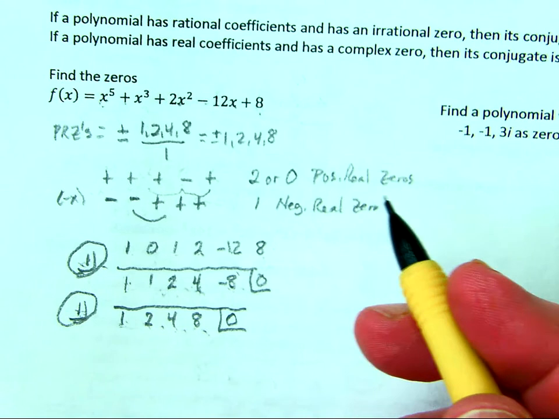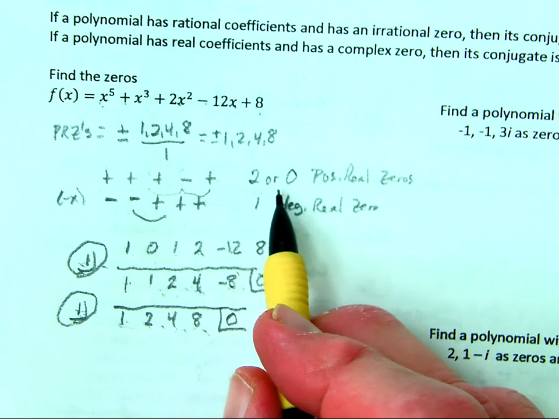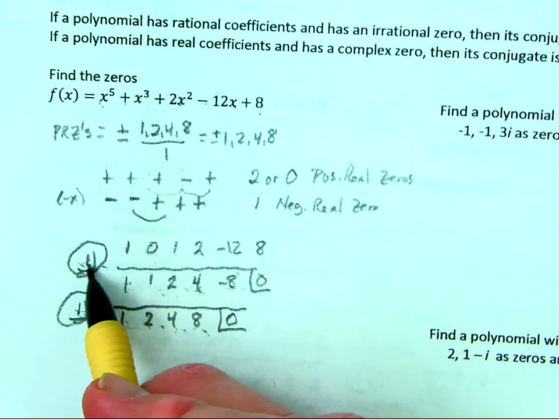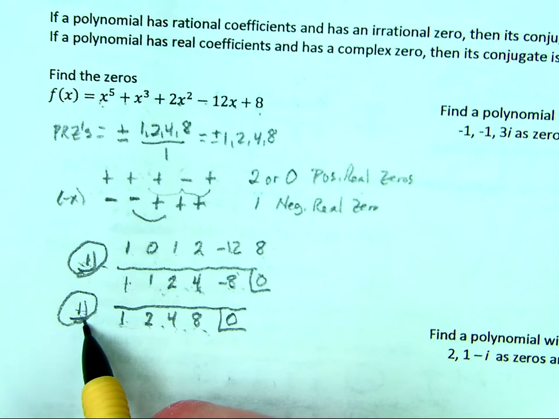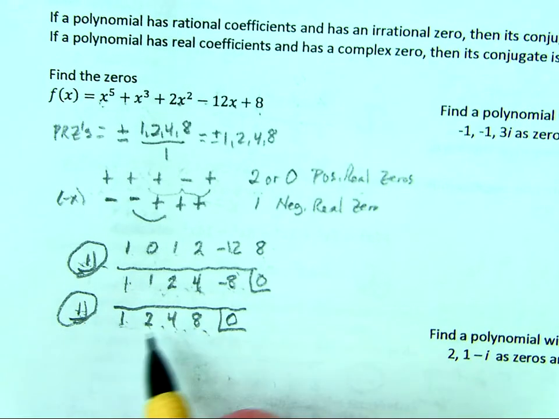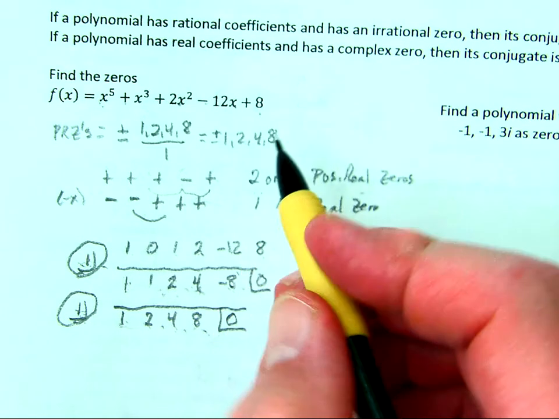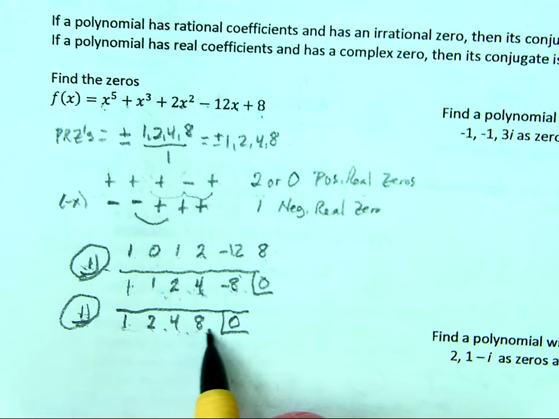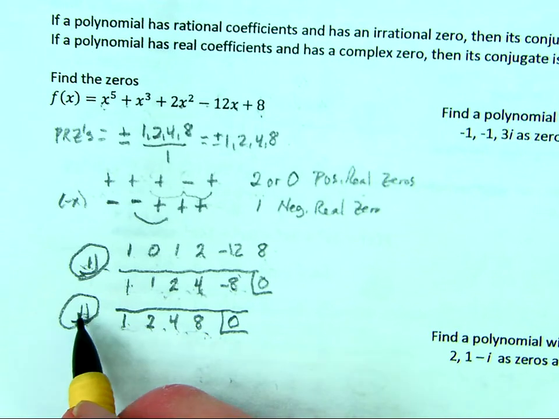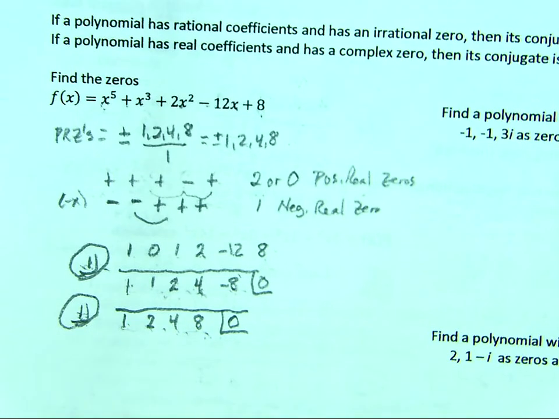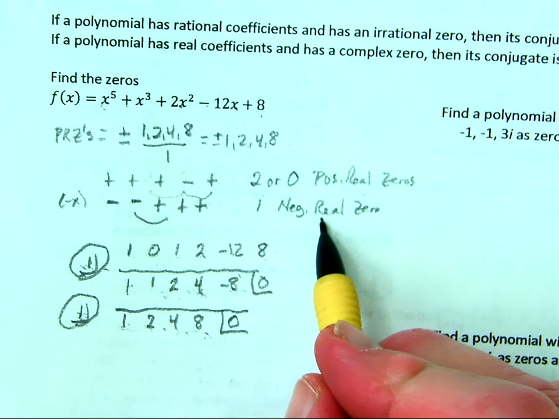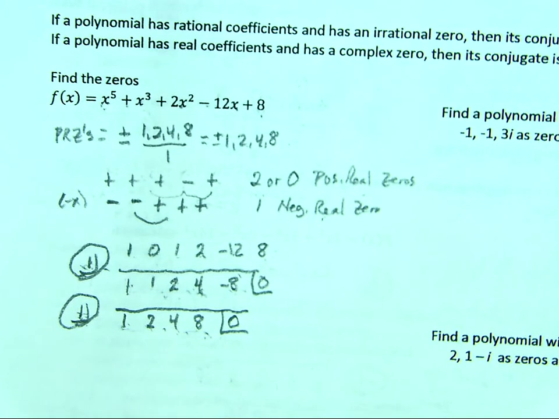Which we kind of knew anyway, because there were 2 or 0 positive real zeros, and since we found 1, there's our second one. But if we hadn't known that, this would have also been a nice tip that we don't have to try 2, 4, or 8, because when all of the leftovers are positive, nothing bigger than that number will work. Well, now we know we need a negative real zero here somewhere, so we want to try a negative.